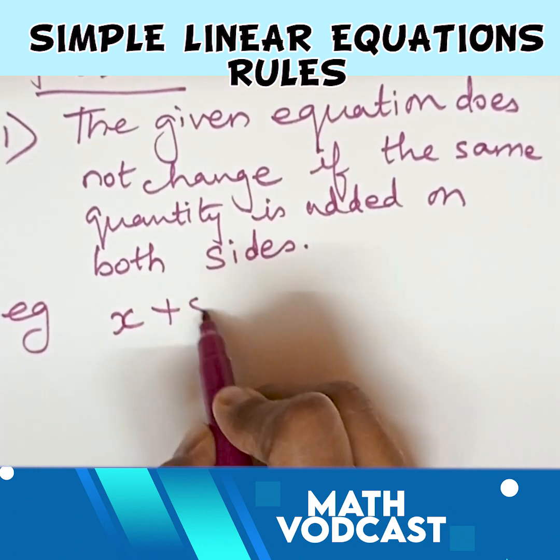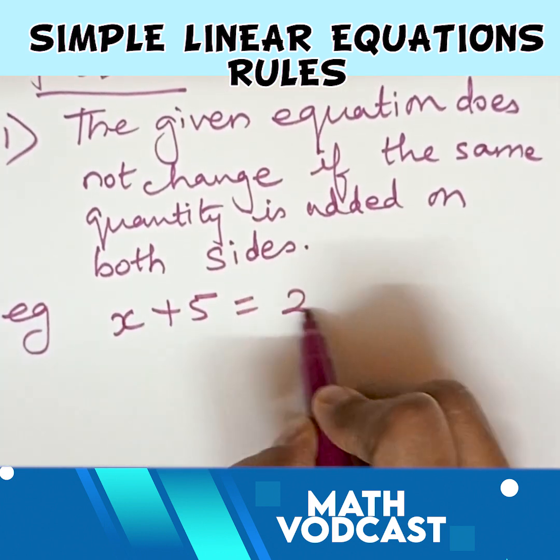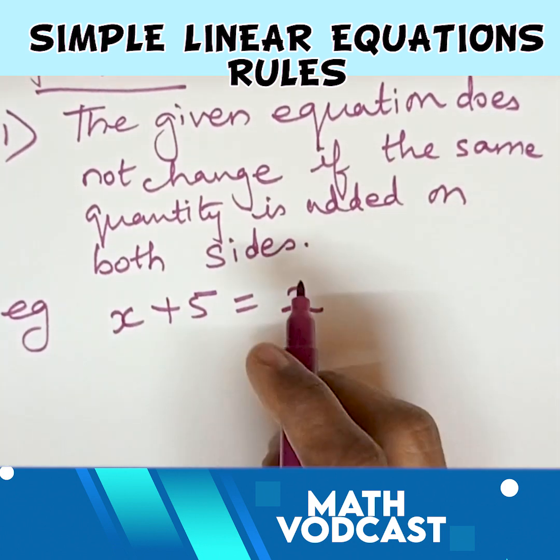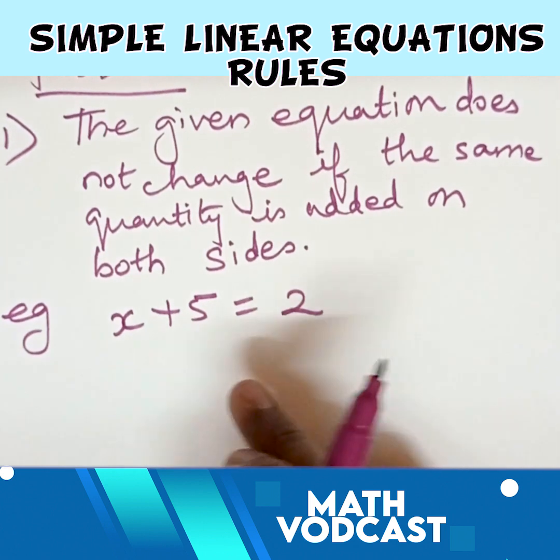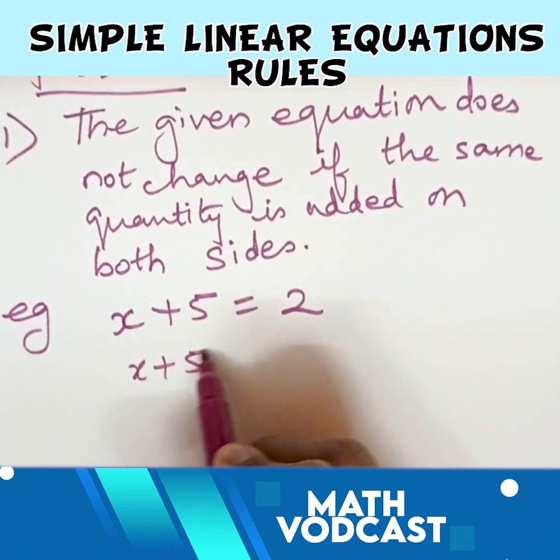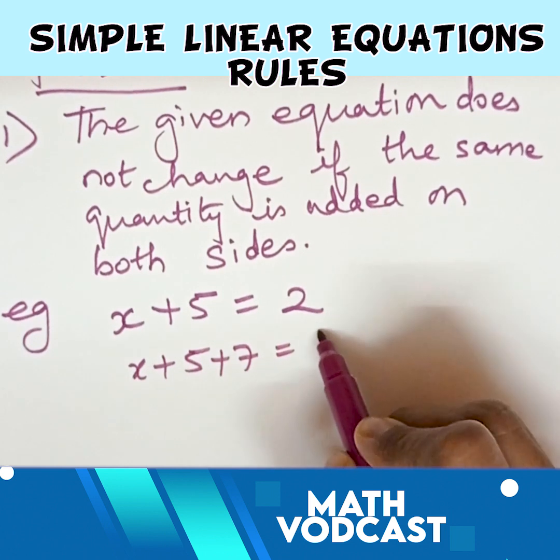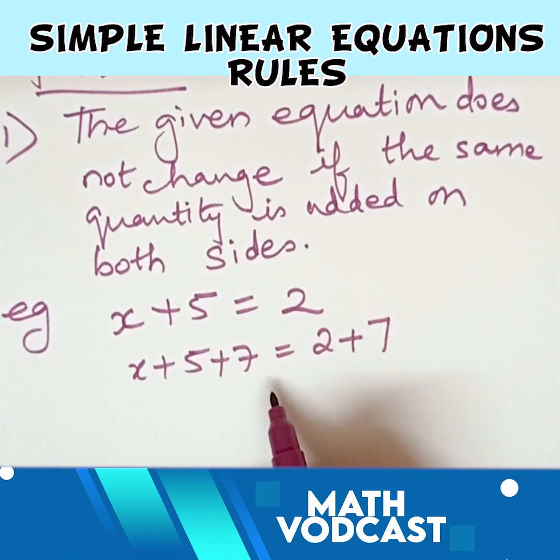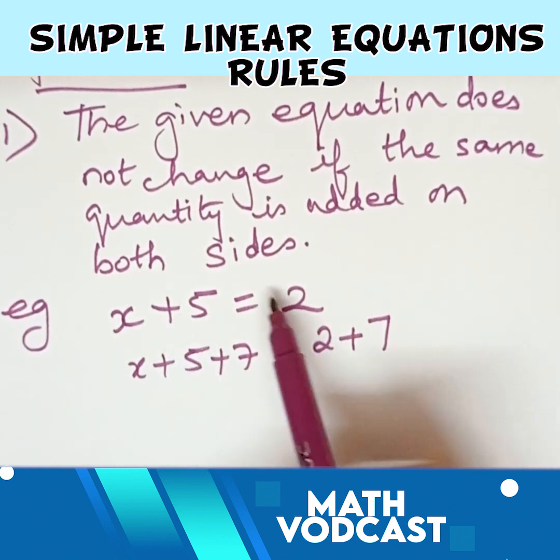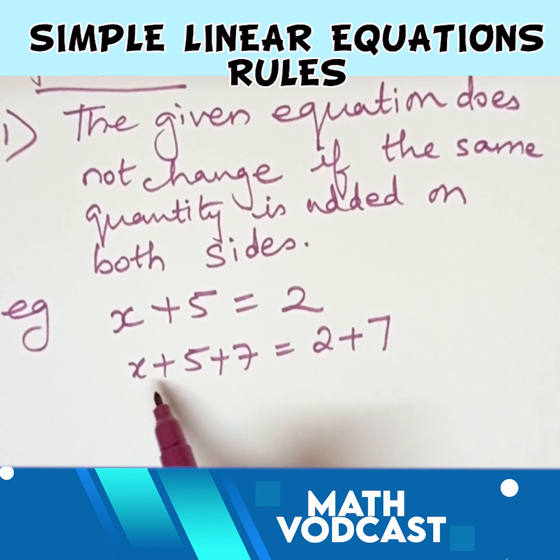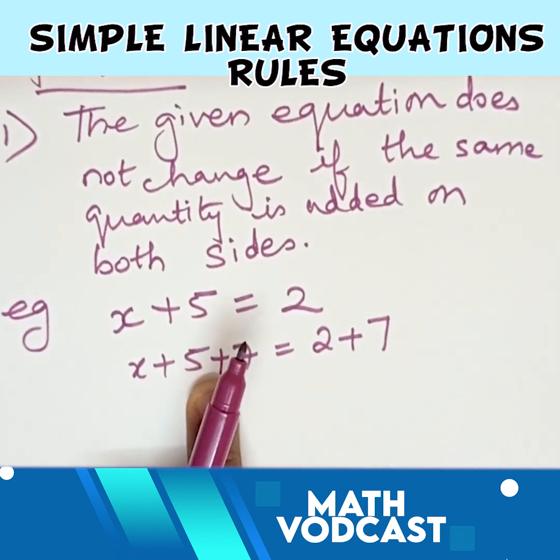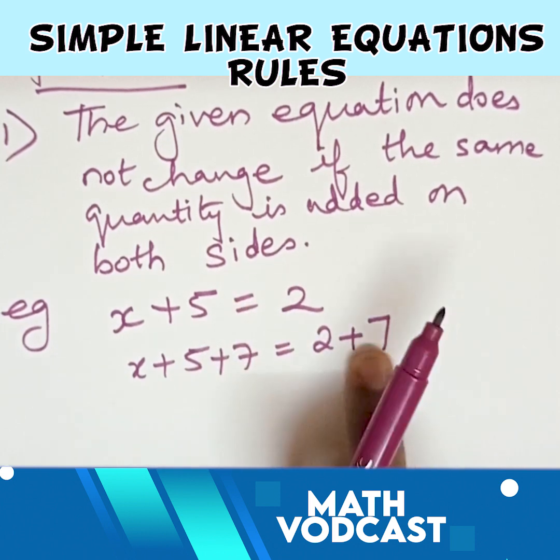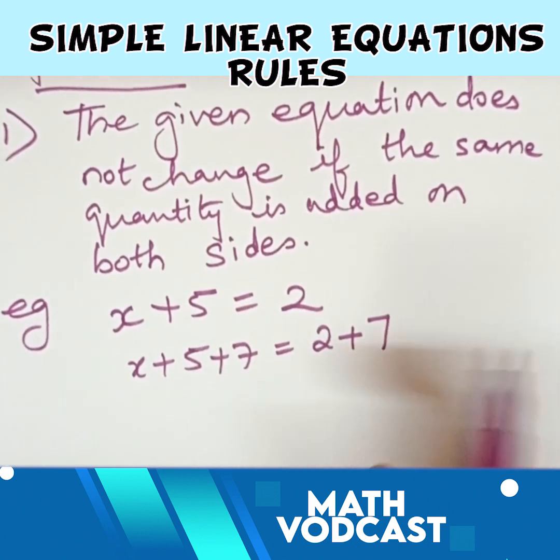Suppose x plus 5 is equal to 2. Suppose this is an equation that is given to you. And suppose we add 7 on both sides. I'll show it to you. x plus 5 plus 7 is equal to 2 plus 7. Okay. Now, x plus 5 is equal to 2, and if I add the same number 7 on both the sides, the equation will remain the same.